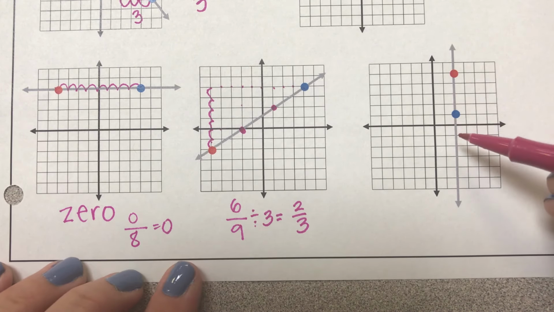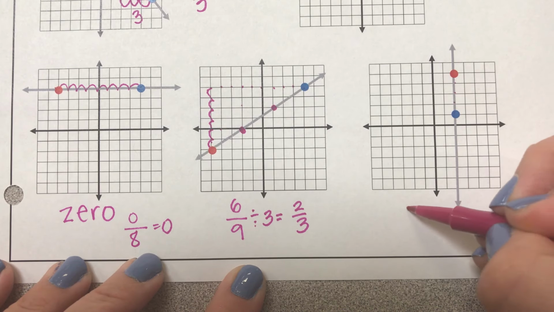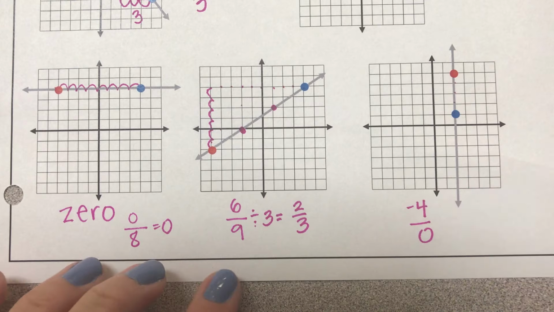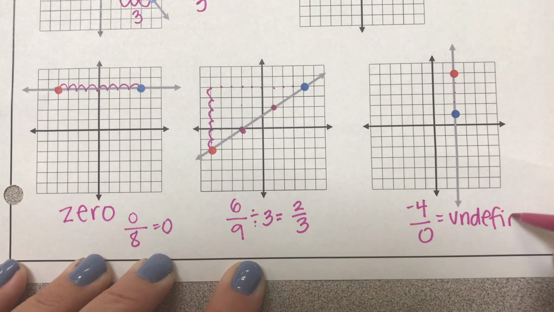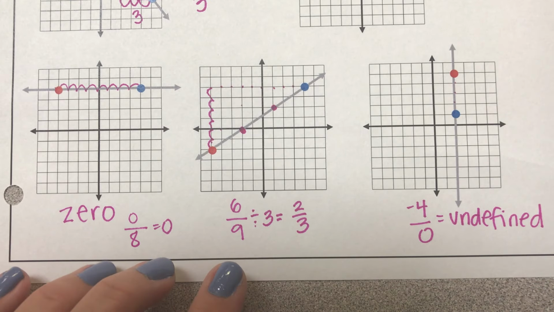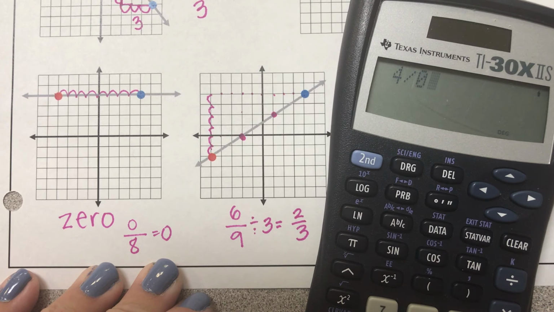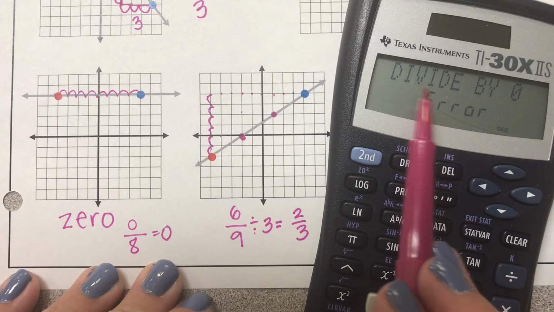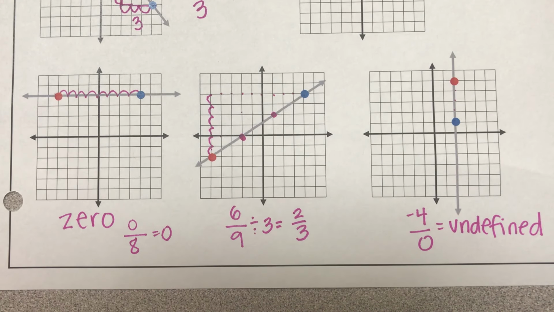And then this one over here, we're starting on the red, going to the blue. He went down 1, 2, 3, 4, and over 0. How many times can 0 go into 4? It can't. You cannot define that. If you were to do it on a calculator, which you've probably done at some point, 4 divided by 0, it says divide by 0, error, right? You can never, ever, ever divide by 0. You cannot define it. It's undefined.